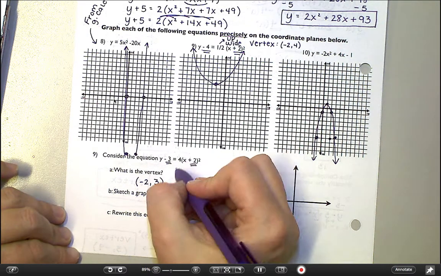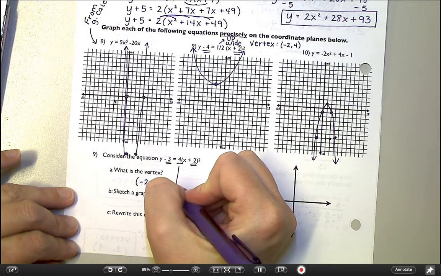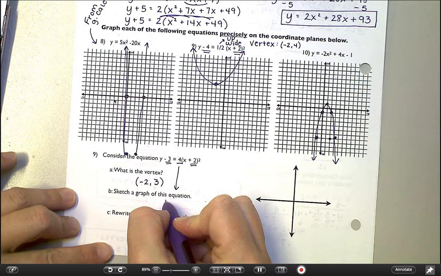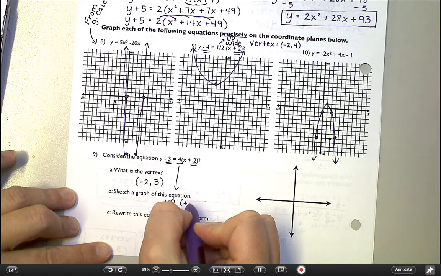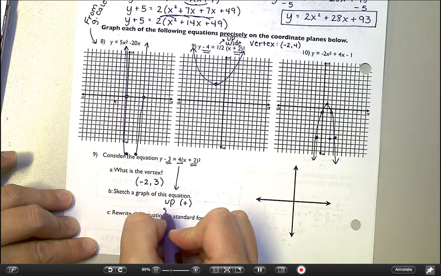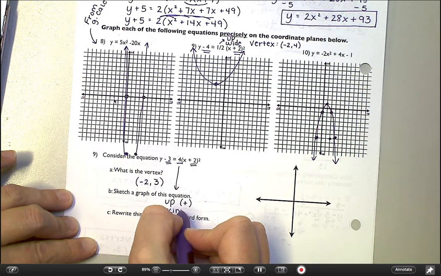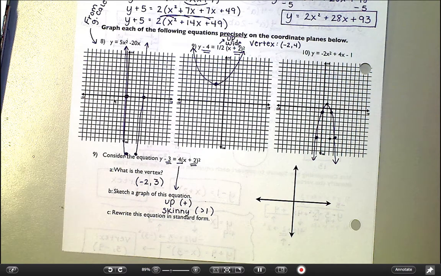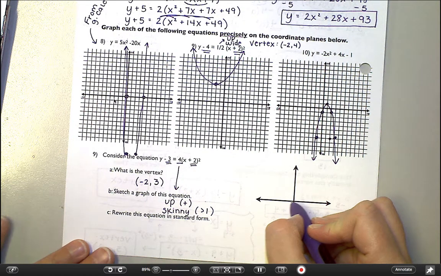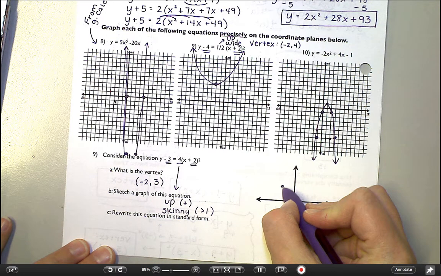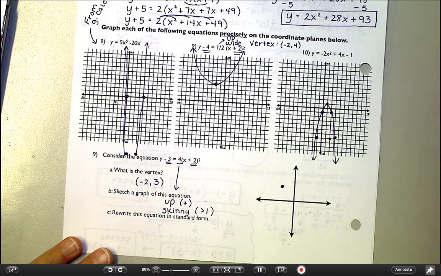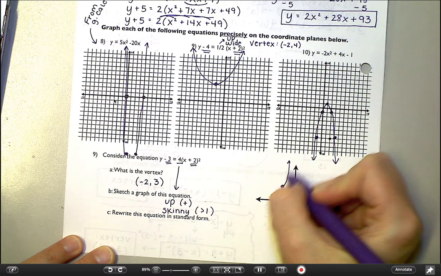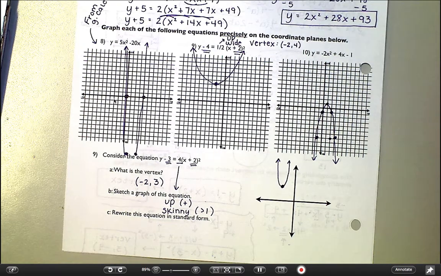We also know from this 4, when I go to sketch my graph, that this is going to open up because it's positive, and that it's going to be skinny because it's greater than 1, that 4 is bigger than 1. So if I just wanted to sketch this graph, I would go to about where my vertex would be. Negative 2, positive 3 might be here-ish. We want it to point upward and be skinny. That's what I really want you to be able to see here, up and skinny. And then rewrite in standard form.